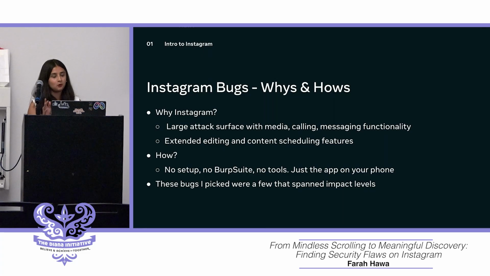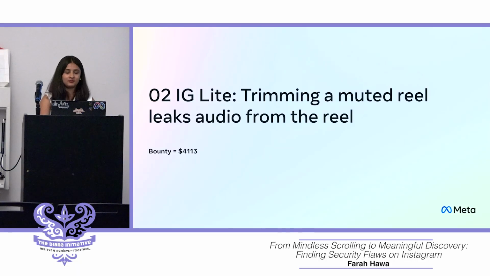So after this talk, hopefully, the next time that you're using Instagram, you're going to keep your eyes out for any privacy controls that can be malfunctioning. And fun fact, all the bugs that we are going to discuss today, they're not one-off bugs. They're things that we've seen come in on the program as a report more than once. Maybe in a slightly different flavor, but they do happen more than once. No tools, no setup, all you need is the app. So let's get into the first bug.